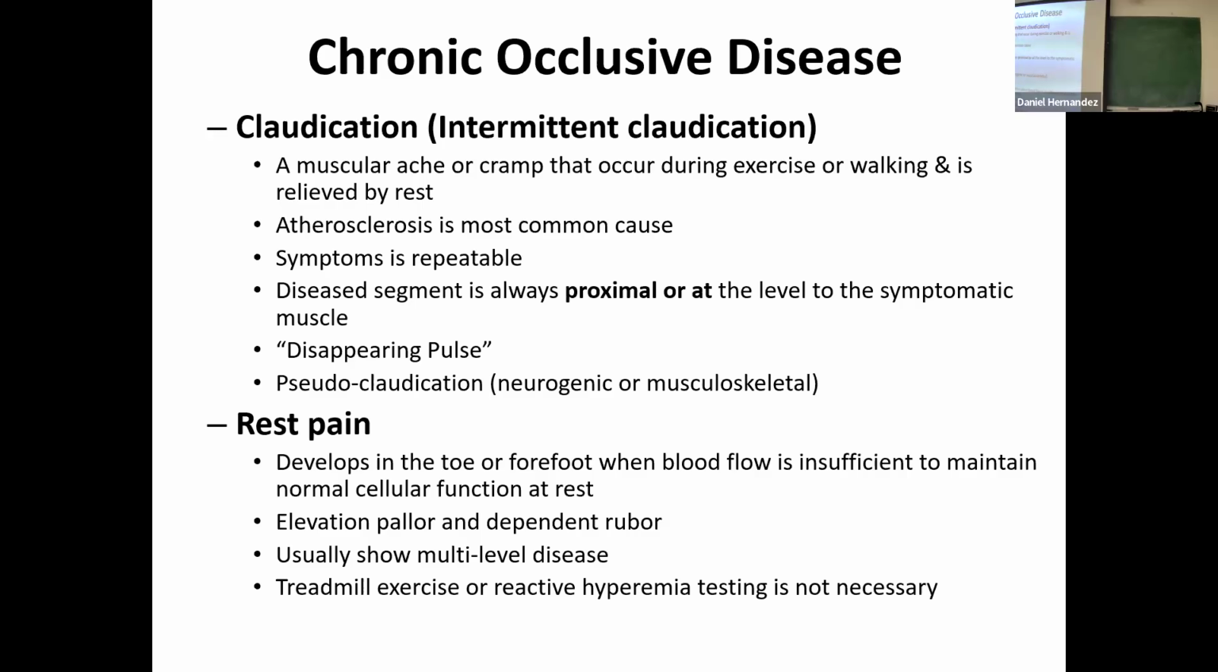With peripheral arterial disease, one of the first symptoms that shows up is claudication. This is one of the questions we ask when we're doing the PVR-SLP. The definition is a muscular cramp or ache that occurs during exercise or walking and is relieved by rest. The most common cause of claudication is atherosclerosis, that buildup of atherosclerotic plaques.